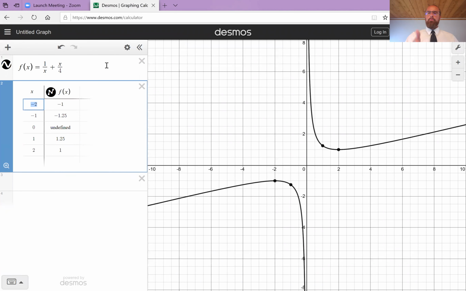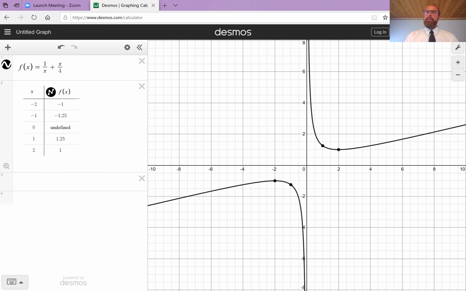So notice at 0, we've got a vertical asymptote. We can see it in the graph, it says undefined. We can also see it here on the graph itself. There's no value for the function on the y-axis. On the left of the y-axis, we're down in quadrant 3. So our output at -2 is -1. -1 has output of -1.25. And then on the right of the y-axis, the whole branch is in quadrant 1. So there's one part, 1 at 1.25, and then at 2, our output is 1.